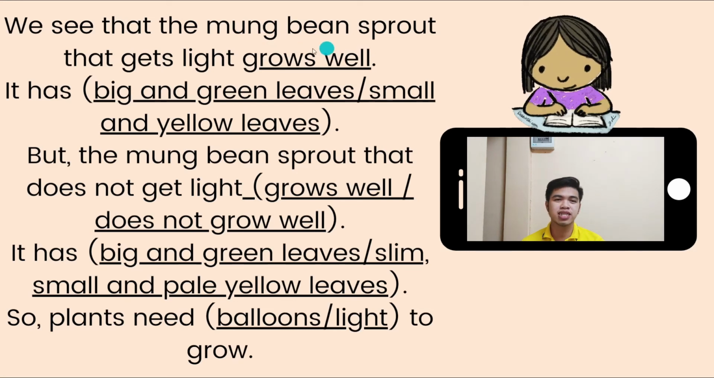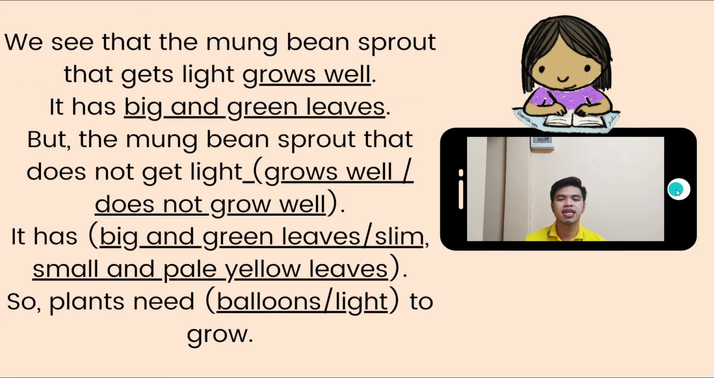And then you're going to describe the mung bean. You can write, A, it has big and green leaves, or B, small and yellow leaves. So what do you think will happen to the mung bean sprout that had enough sunlight? So here we can write, it has big and green leaves.